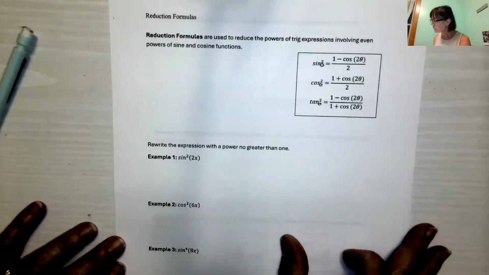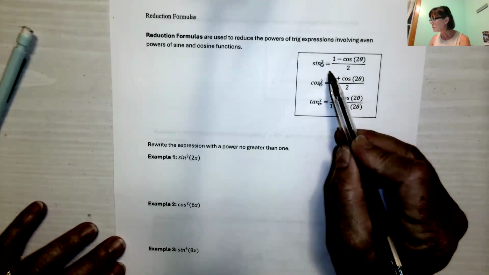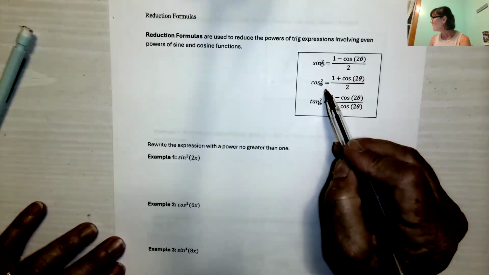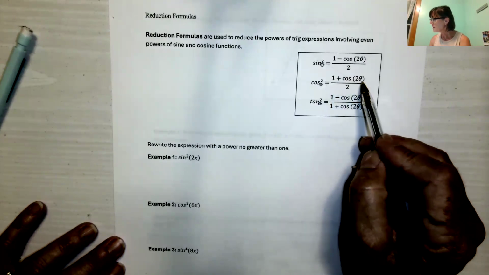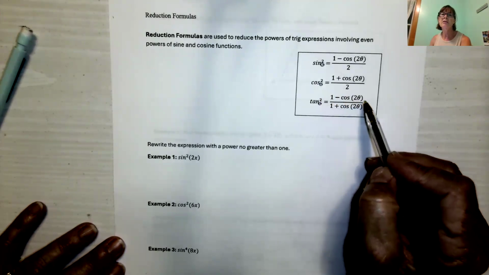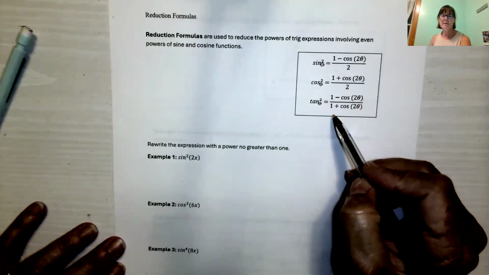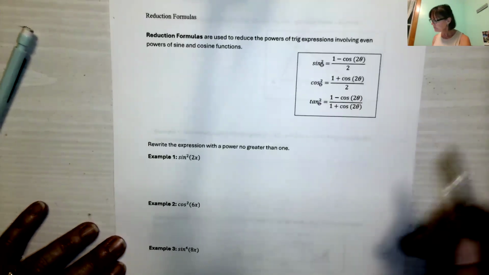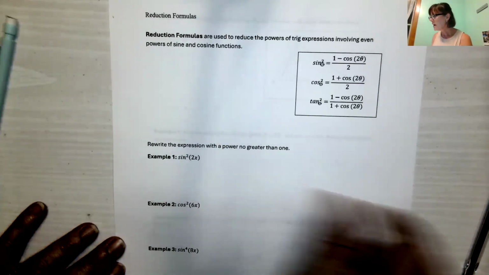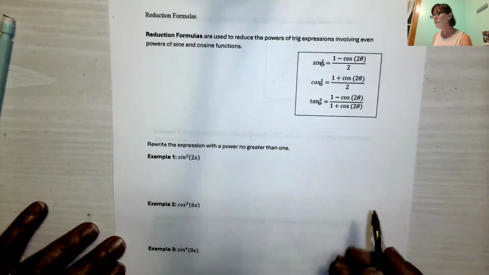But these are the reduction formulas. Sine squared of theta is equal to 1 minus the cosine of 2 theta over 2. Cosine squared of theta is equal to 1 plus the cosine of 2 theta over 2. Tangent squared of theta is equal to 1 minus cosine of 2 theta over 1 plus cosine of 2 theta. Now, we can derive these fairly easily using the double angle formula.